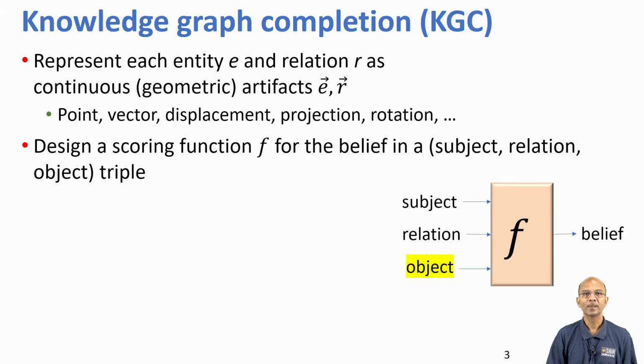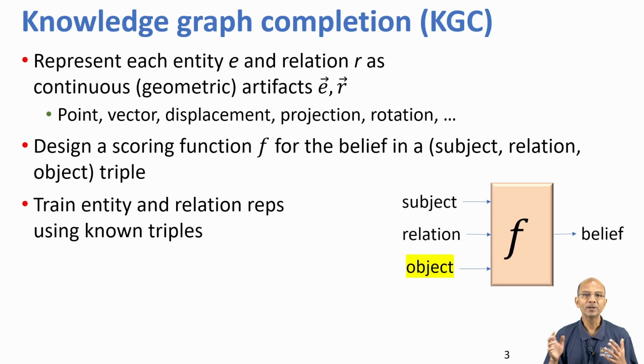For example, if I say Barack Obama, President of US, as the three inputs to f, f should output a high level of belief. If instead I say something like Barack Obama discovered theory of relativity, then the output of f should be very low. We shouldn't believe in that fact based on what else we know about these entities and relationships. During training, we will provide the identity of these subjects, relations, and objects, and we will tell the algorithm whether that fact is true or false.